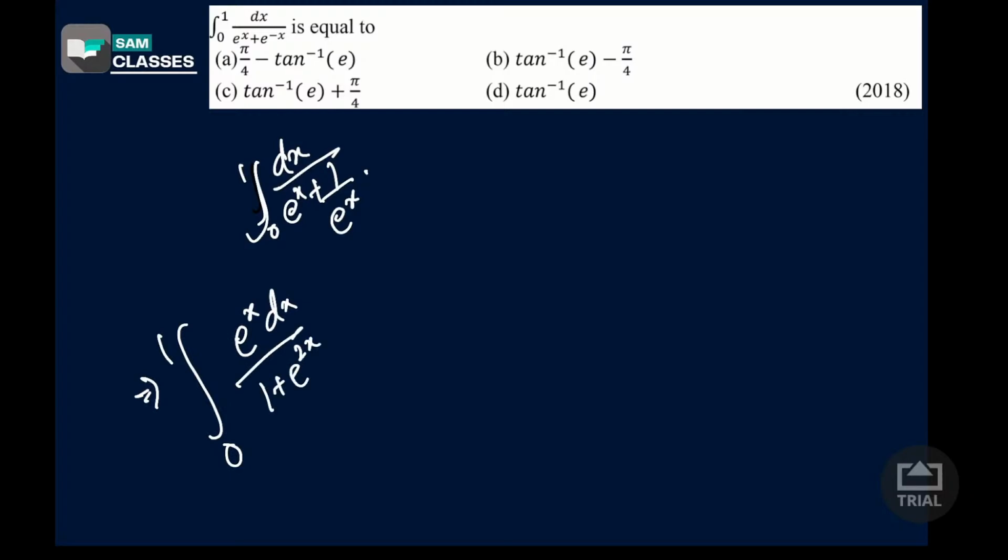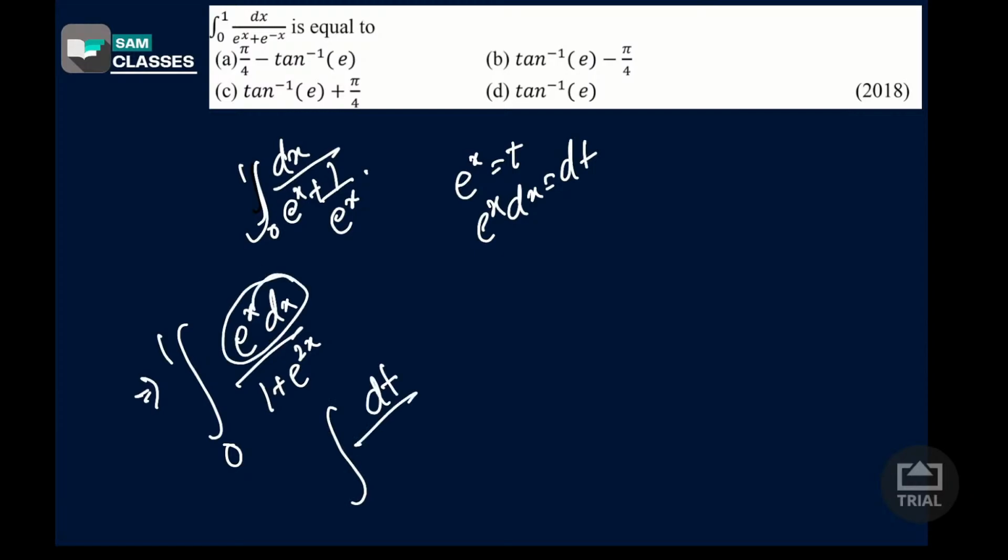Clear? Now, what I'll do? I'll take e power x as t. So, e power x dx is equal to what? dt. I'll also change the limits. e power x dx is equal to dt, and the integrand becomes dt by 1 plus t square.